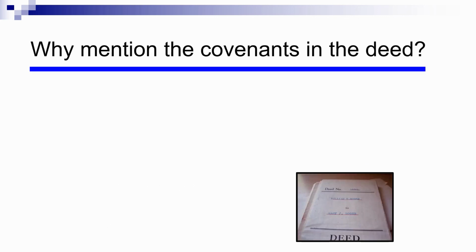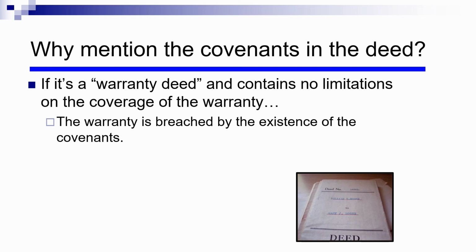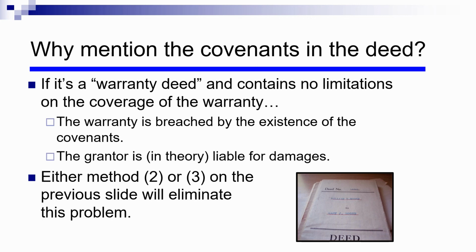There is, however, a good reason to mention the covenants in the deed, either generically or specifically. And that reason is that if it's a warranty deed, a deed that contains a warranty of title, and it doesn't contain any limitations on the coverage of that warranty, then the warranty is going to be breached by the existence of the covenants. The grantor is therefore, in theory, liable for damages for breaching the covenants. So the grantor will surely want to mention something in the deed about the possible existence of a declaration of covenants in order to forestall being sued for damages for breach of the warranty.